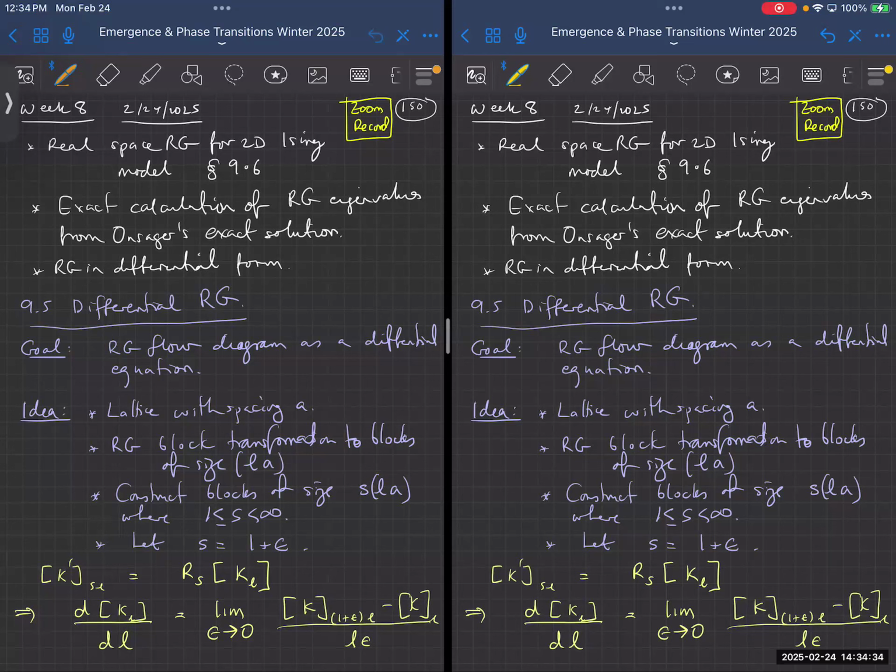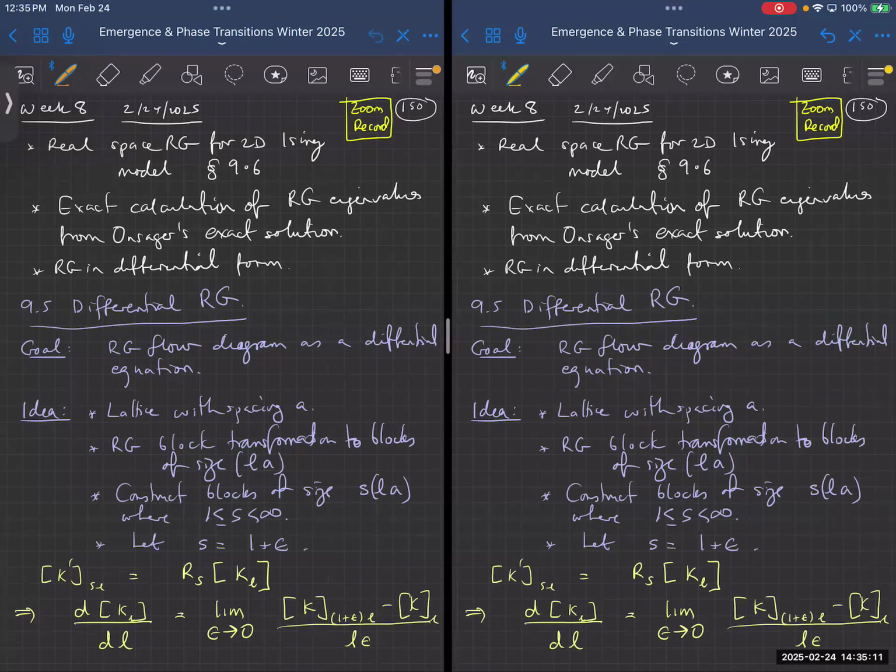Before we get on to doing the RG, I want to finish one topic that we didn't quite finish last time, which was the differential renormalization group. The idea is simply that we can write the renormalization group recursion relations in differential form, where we do a renormalization group transformation, but now make it an infinitesimal transformation. Instead of making it a block of 2 or 3 or 4 lattice spacings, we now make it 1 plus epsilon and go to the limit and make a differential RG.